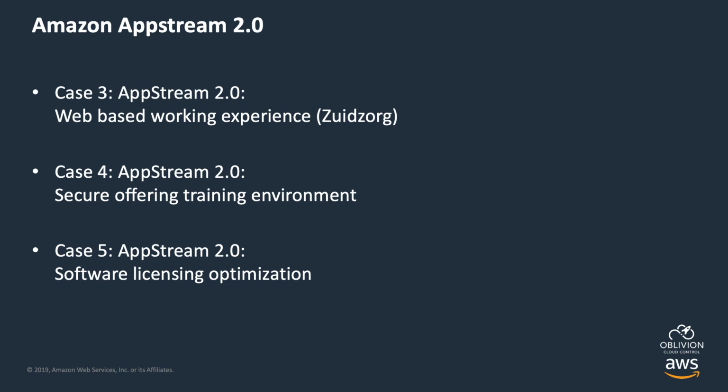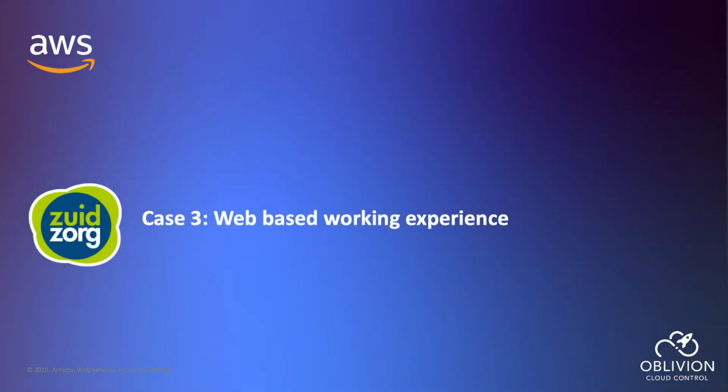And we have two other examples, one around providing secure training environment to students and allow them to do exams from home. And the third is around software licensing optimization, but also applications that really didn't work well in a more, I would almost say, traditional cloud setup where you have the back end running on the cloud and the front end running on a workstation at the user side. Let's move on to Zuidzorg, the web-based working experience.